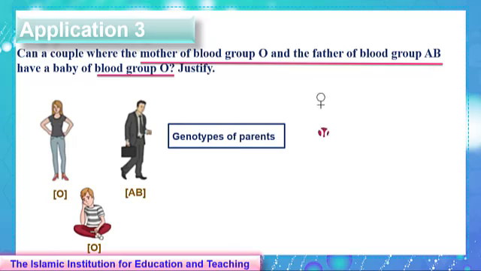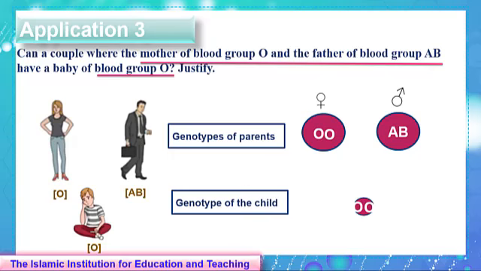The mother's genotype is OO, since the recessive allele expresses itself in the homozygote state only. The father's genotype is AB. Codominant alleles are equally expressed. The genotype of the child is OO.